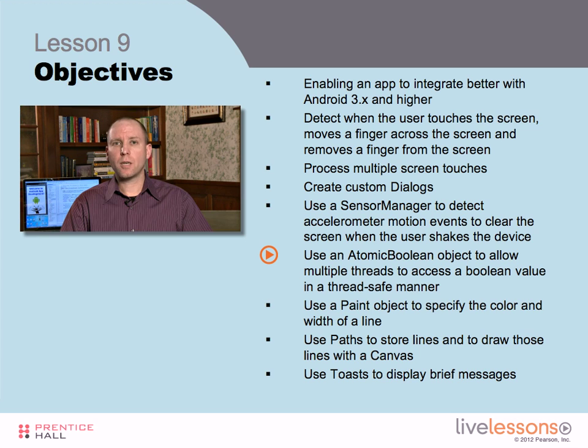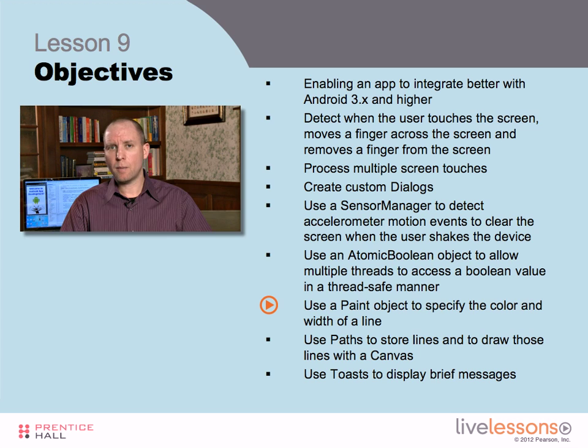We'll introduce a concept called an atomic Boolean in this app as well. And basically, that's going to allow us to have a Boolean value that can be accessed by multiple threads of execution. And we need that in this app because the sensor manager events actually occur in a separate thread from all of the other GUI events. And we have a particular Boolean value that we need in both threads of execution in this app.